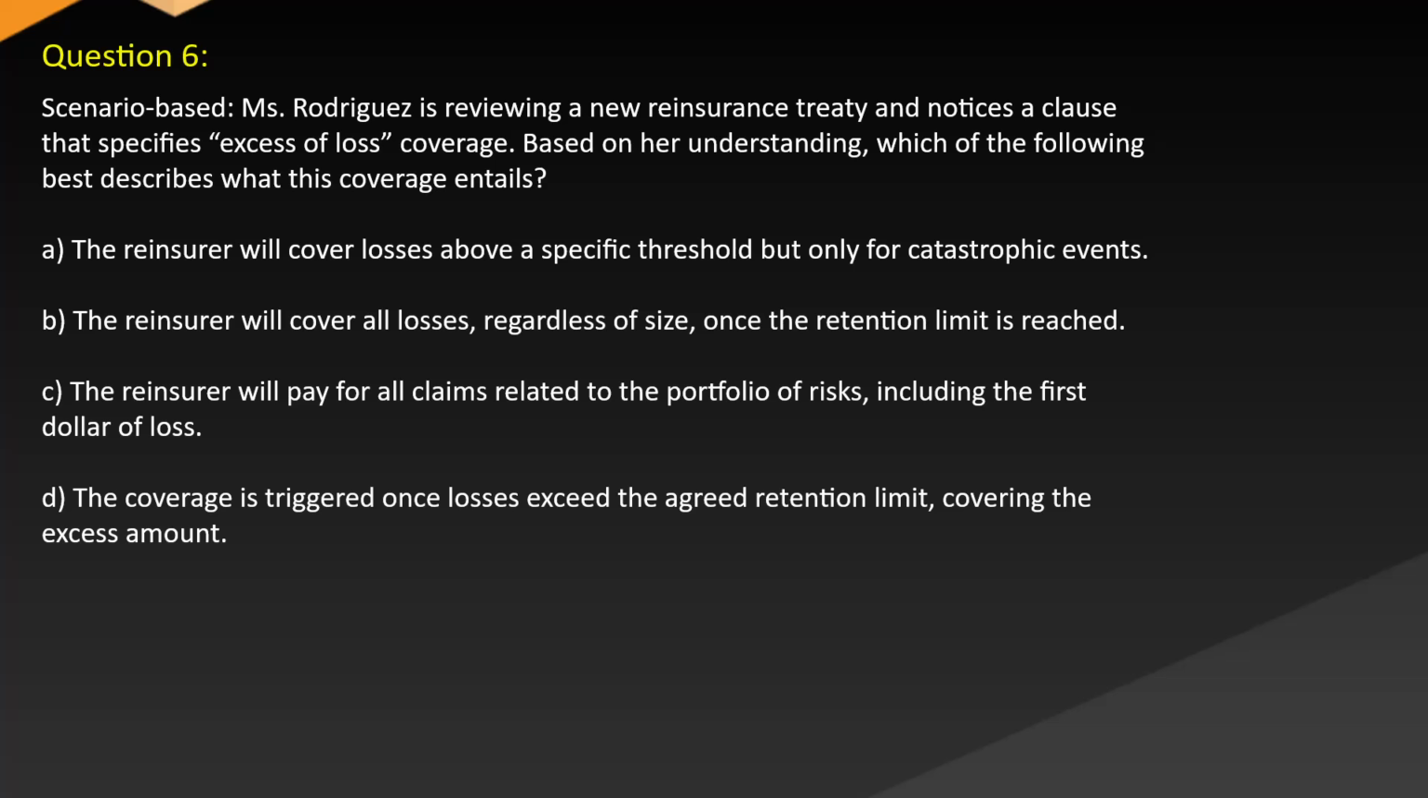Question 6. Scenario-based. Ms. Rodriguez is reviewing a new reinsurance treaty and notices a clause that specifies the excess of loss coverage. Based on her understanding, which of the following best describes what this coverage entails? A. The reinsurer will cover losses above a specific threshold but only for catastrophic events. B. The reinsurer will cover all losses, regardless of size, once the retention limit is reached. C. The reinsurer will pay for all claims related to the portfolio of risks, including the first dollar of loss. D. The coverage is triggered once losses exceed the agreed retention limit, covering the excess amount.